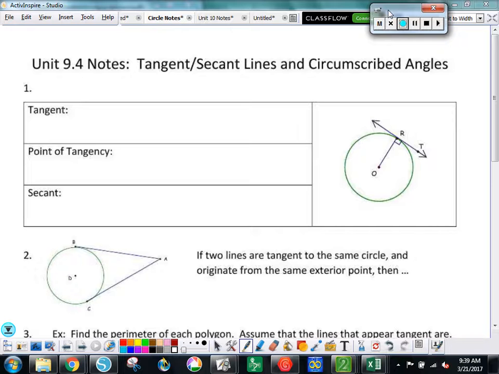Okay. Today we're talking mostly about tangents and secant lines, and we're going to throw circumscribed, say that word carefully, angles in there as well.